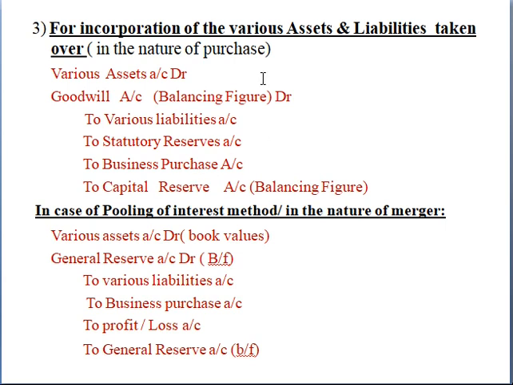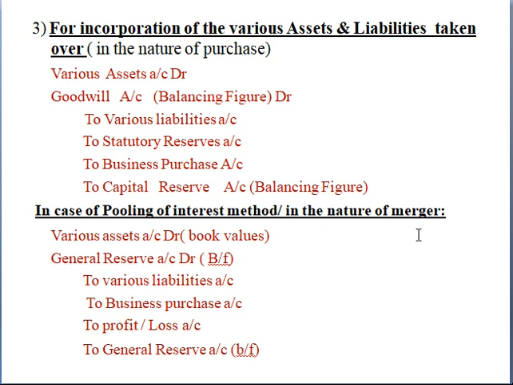You may get the balancing figure either in your debit or else in the credit side. If you are getting a debit balance, a debit side balancing figure, write it as goodwill account. In some cases you may get a balancing figure on the credit side; that is transferred to capital reserve account. Then the same entry if it is in the nature of merger, right?